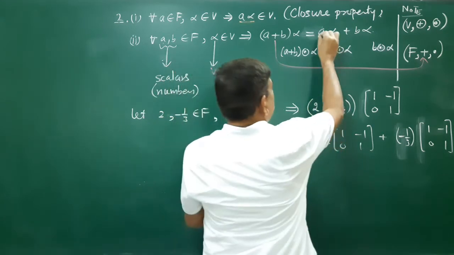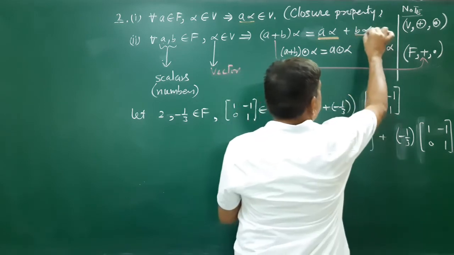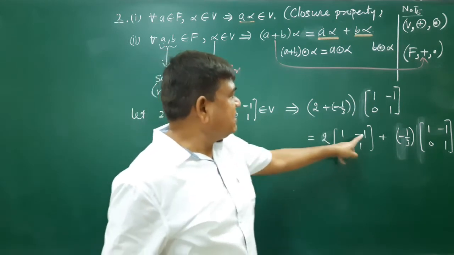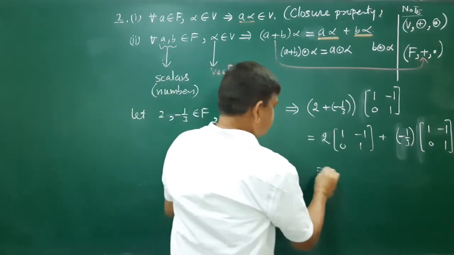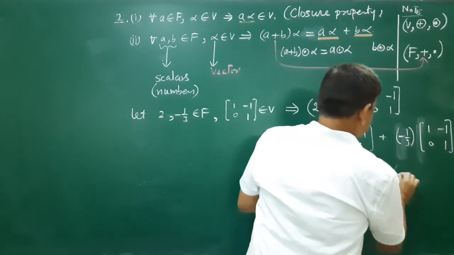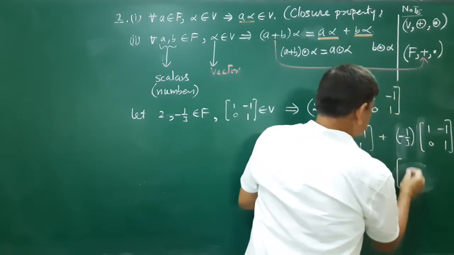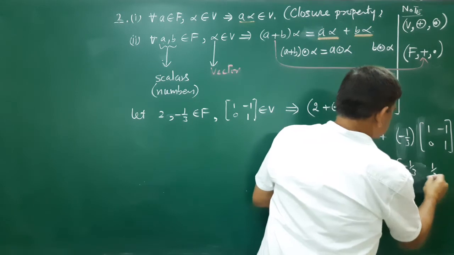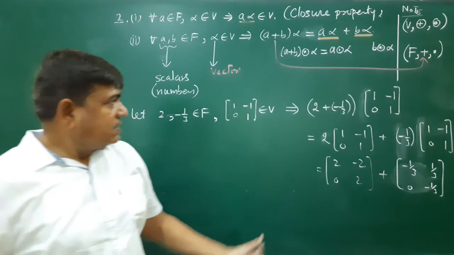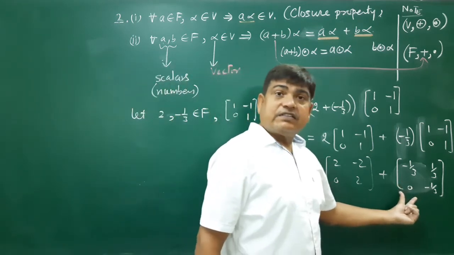This is a vector quantity. This is also a vector quantity. When you multiply this by this, you will find a vector. You can say this. This is a vector. This is a vector.